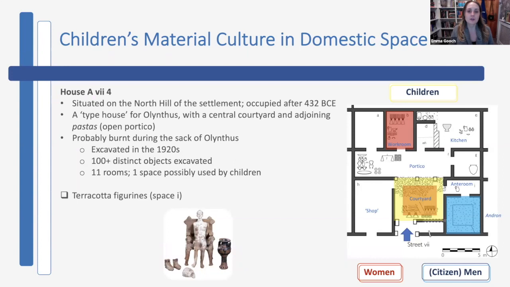Children's material culture was not found in the undrawn spaces. The arrow on the plan indicates the location of the entrance. The space to the left, which could be accessed separately from the street, has been described as a shop. The kitchen, which is often one of the few function-specific rooms that can be located in ancient Greek houses, was located in the northeastern corner in the top right here.